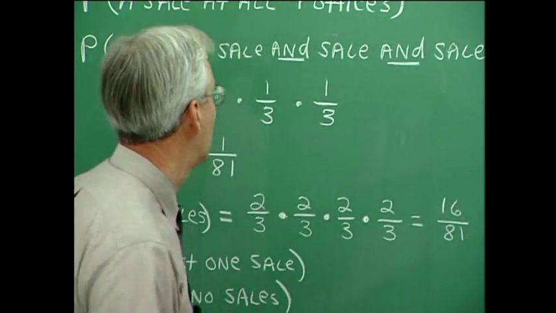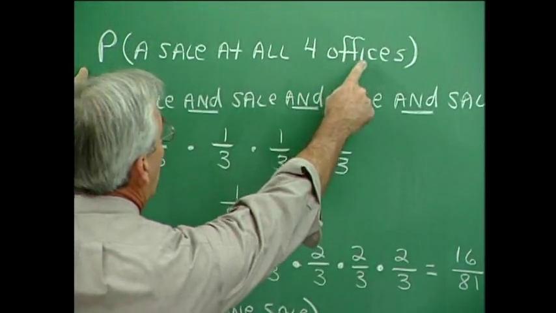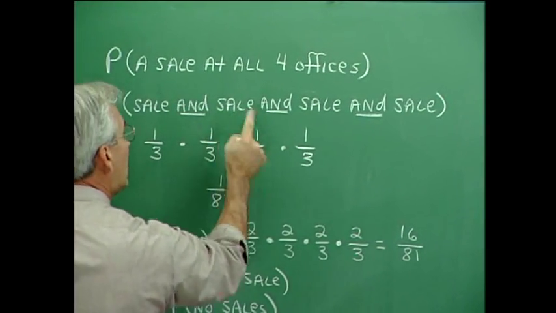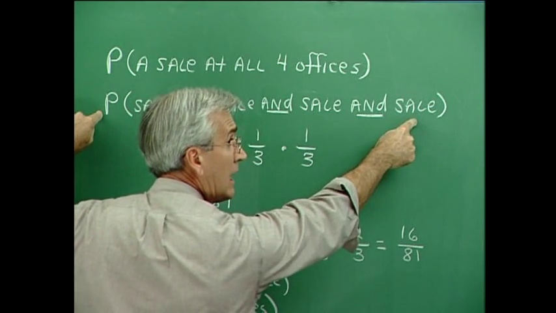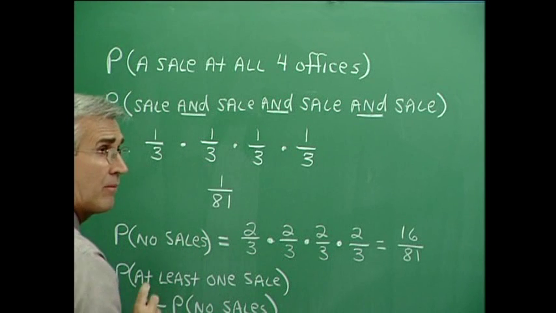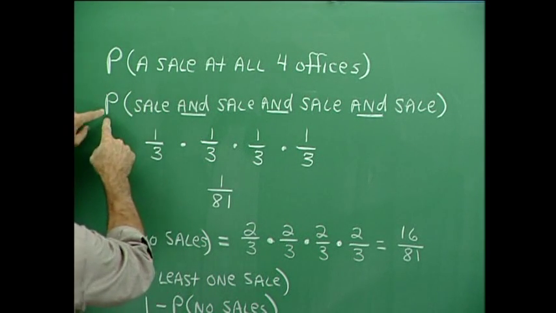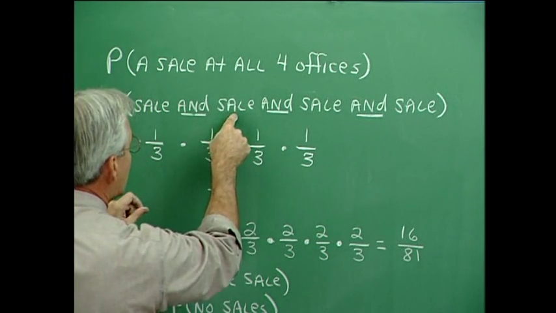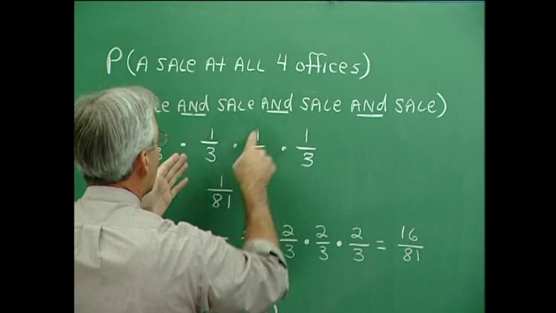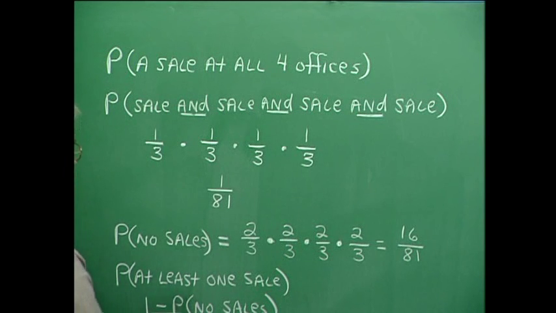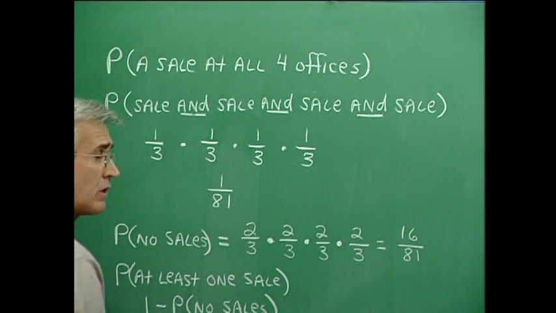The probability of having a sale at all 4 offices can be thought of as the probability of a sale and a sale and a sale and a sale. And using the words "and" here gives us a tip-off that we can multiply probabilities. Now, we're talking about the probability of a sale here, which is 1/3. And means multiply. A probability of the sale at the second visit is 1/3, and then a sale at the third visit and a sale at the fourth visit. So 1/3 to the 4th power, or 1/81, would be the probability of sales at all 4 of those offices.